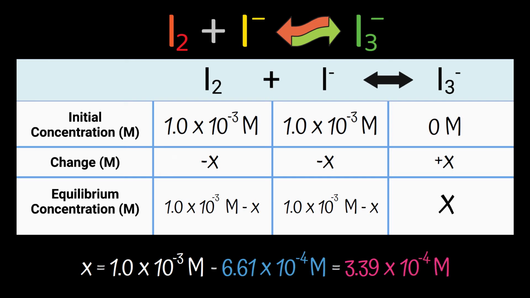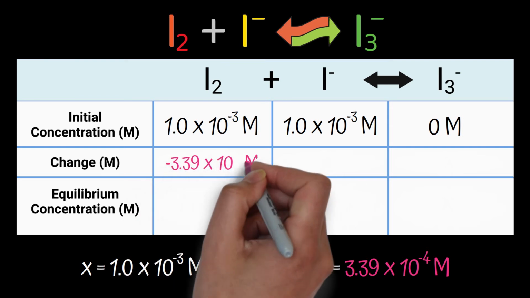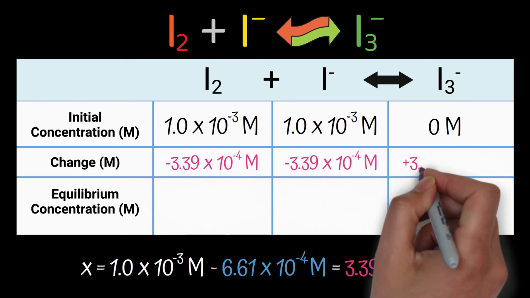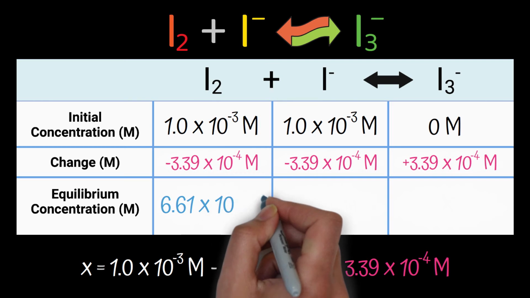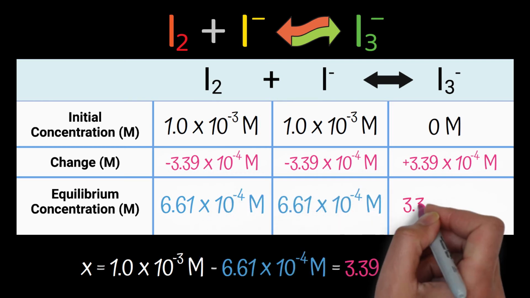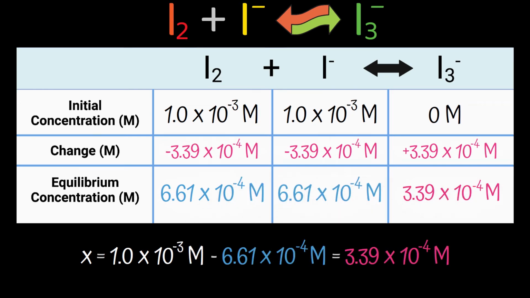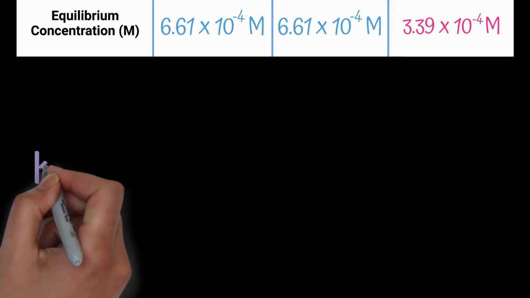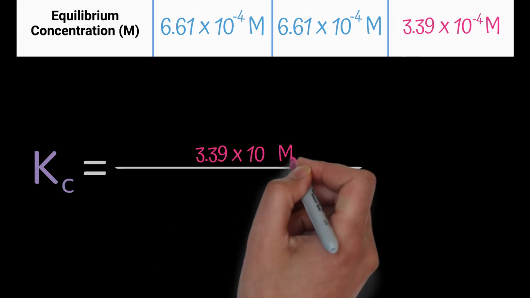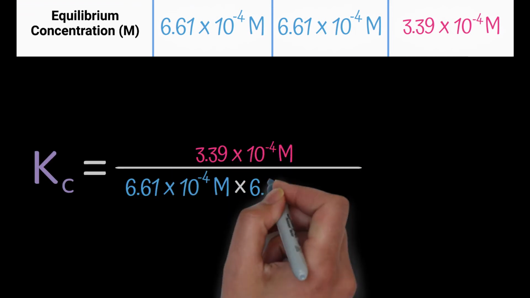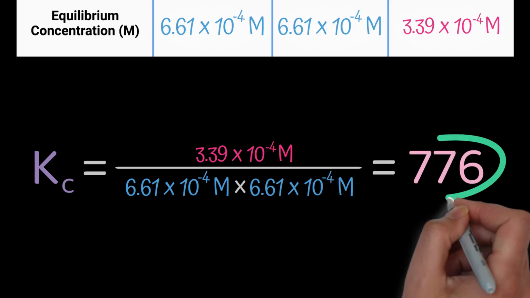We can now fill in the rest of the ICE table. This gives us our concentrations at equilibrium. And we can use these to calculate the value of Kc for this reaction. A little bit of math and we get 776.